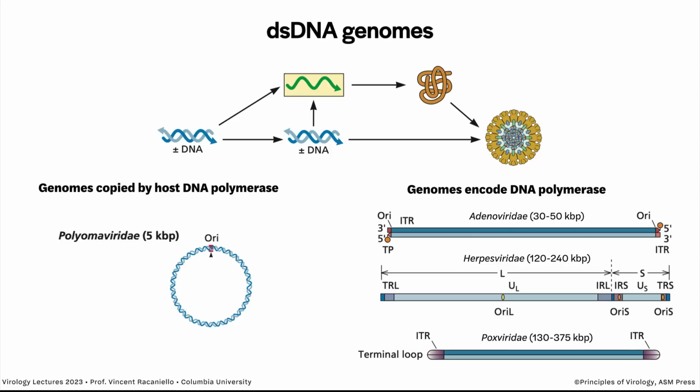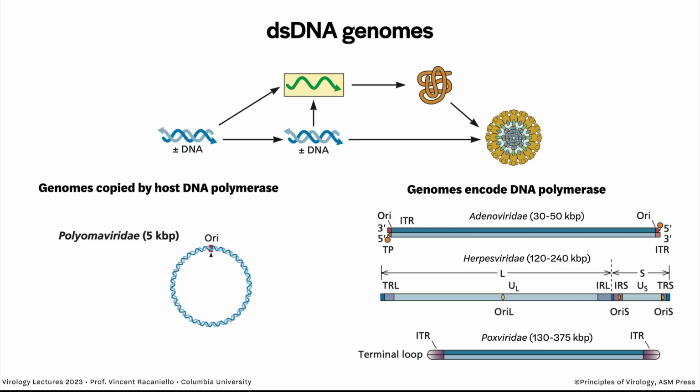So we have two divisions here, depending on whether the DNA is copied by a host DNA polymerase or by a viral DNA polymerase. On the left, an example of genomes where the DNA is copied by the host. These are polyomaviruses. They're 5,000 bases of circular double-stranded DNA. They're too small to encode a DNA polymerase. So they just encode some regulatory proteins and, of course, a capsid protein.